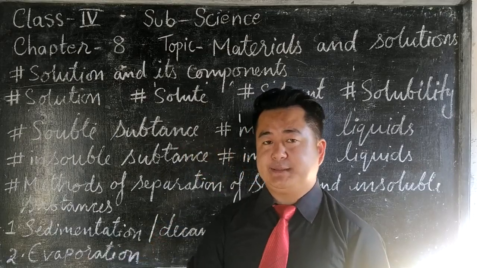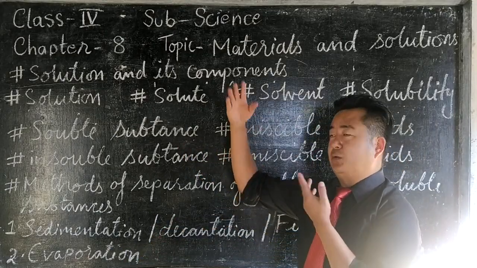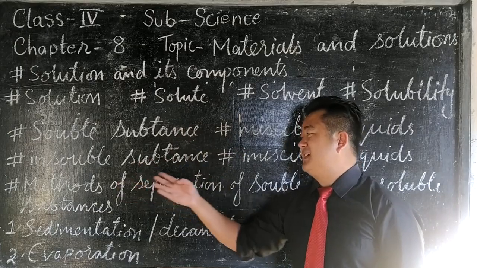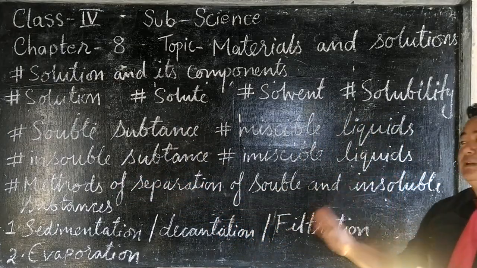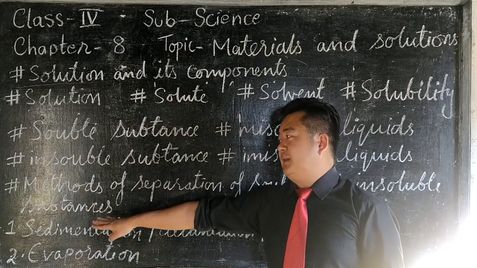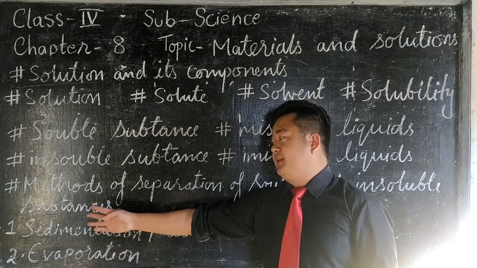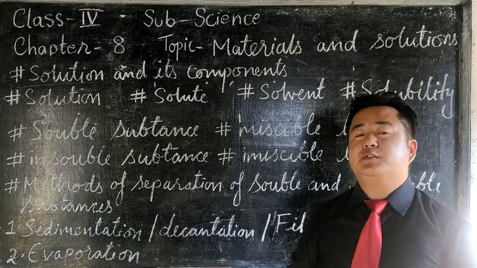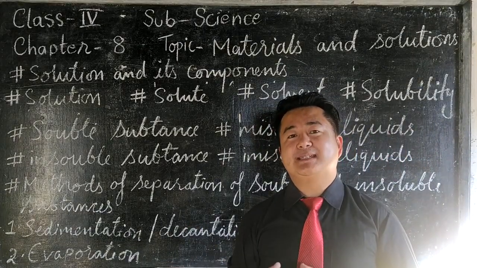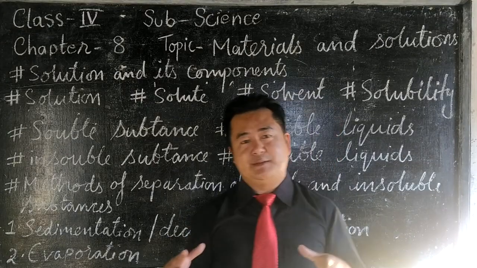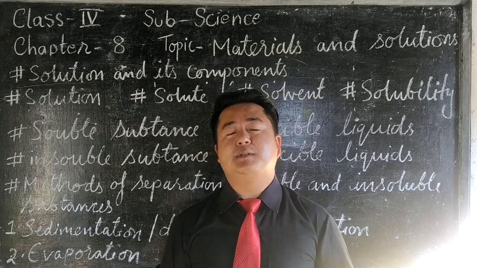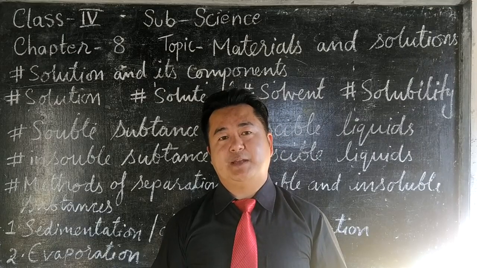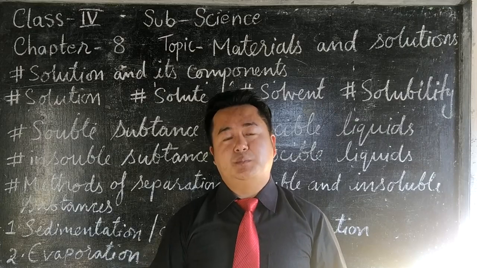As we have already known these terms, there are methods of separating soluble and insoluble substances. These methods are as follows: sedimentation, decantation and filtration. These methods are used for separating insoluble substances. You already know examples of insoluble substances, for example sand, stone, chalk powder, etc. They don't get dissolved. They are insoluble in water.